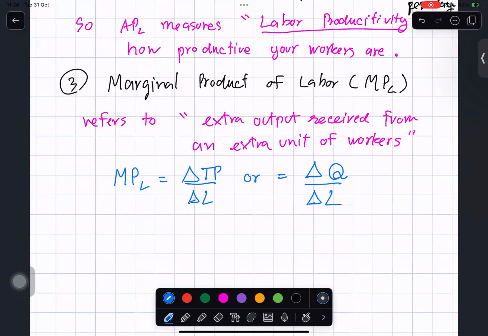So the recipe is straightforward. We know that if we change L, Q may change. So we want to see the response when we adjust L, what will happen to our cookies. That's delta Q over delta L.